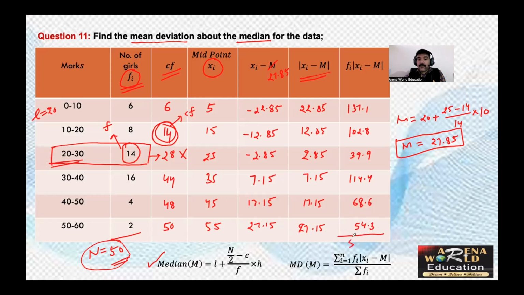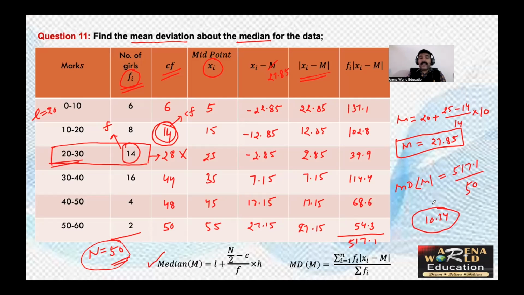Sum is 517.1, right? So what is the final required value? It is the mean deviation about the mean. That will be 517.1 divided by summation fi, and summation fi is 50. So what is the final answer? It will be 10.34, which is the required mean deviation about the mean for the given data. I hope everybody is clear.